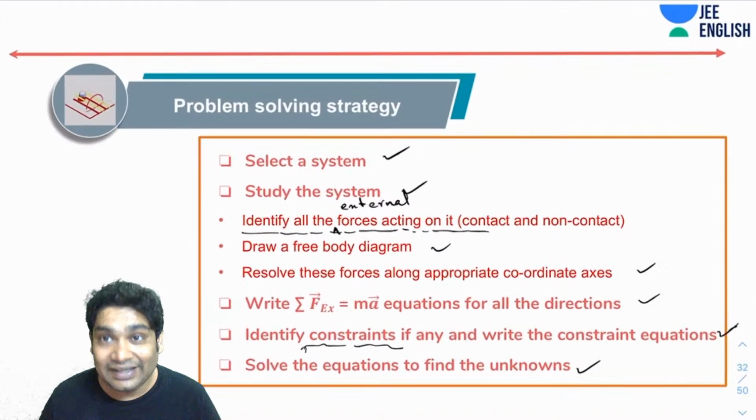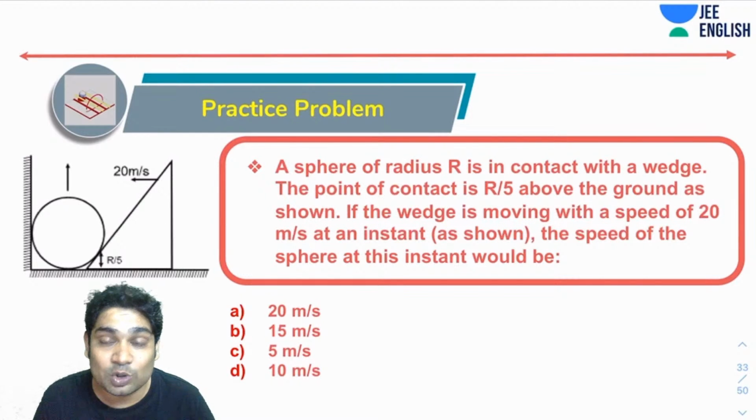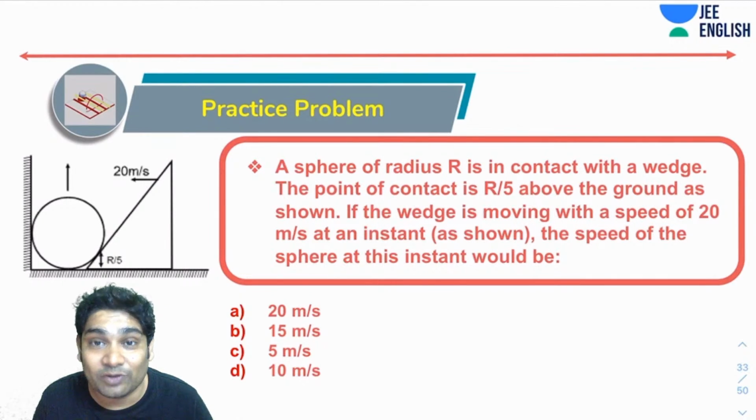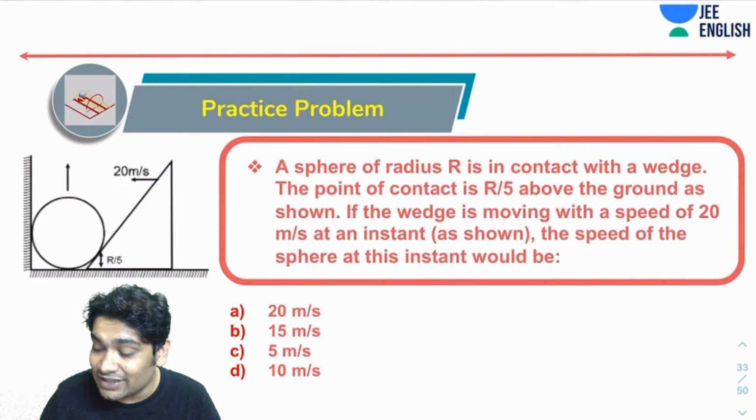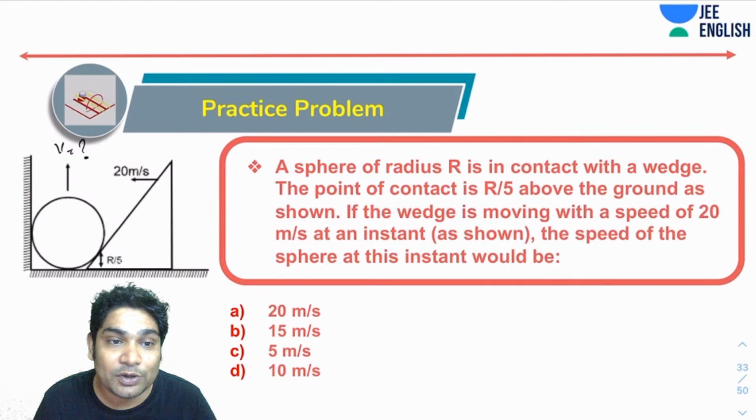Alright, so let's try some more problems. So this is an example of your wedge constraint. So let's see. A sphere of radius r is in contact with a wedge. The point of contact is r by 5 above the ground as shown. If the wedge is moving with a speed of 20 meter per second at the instant shown, what is the speed of the sphere at this instant? Okay, so what is the velocity of the sphere at this instant? That is what you have to find.